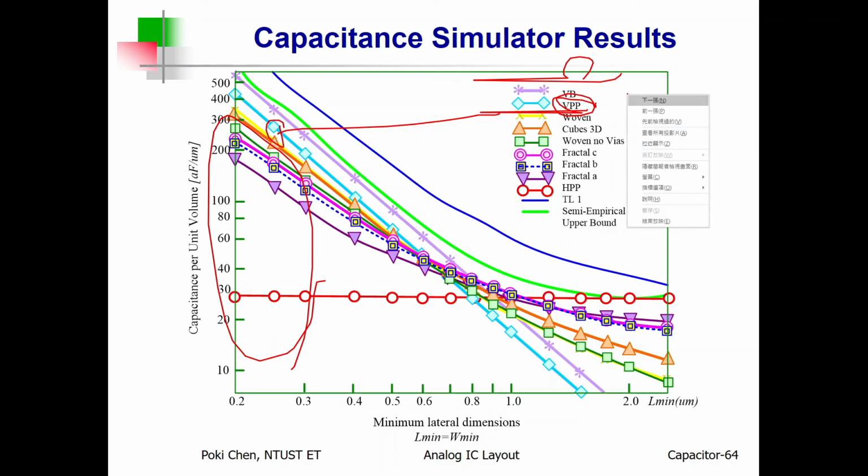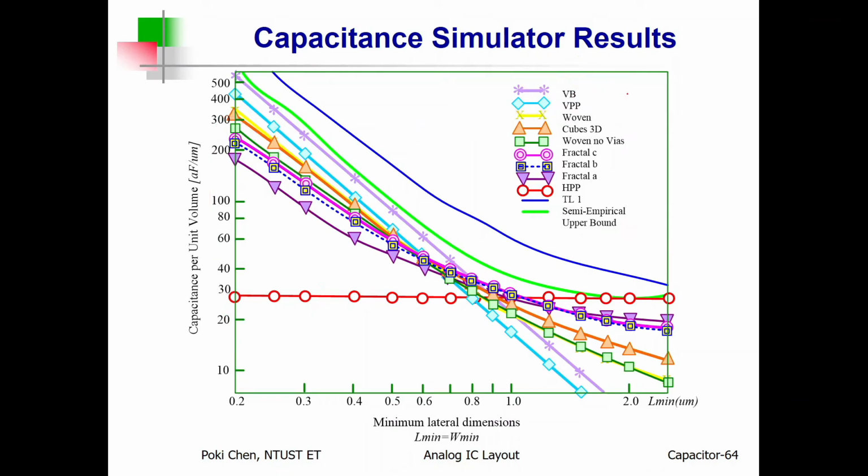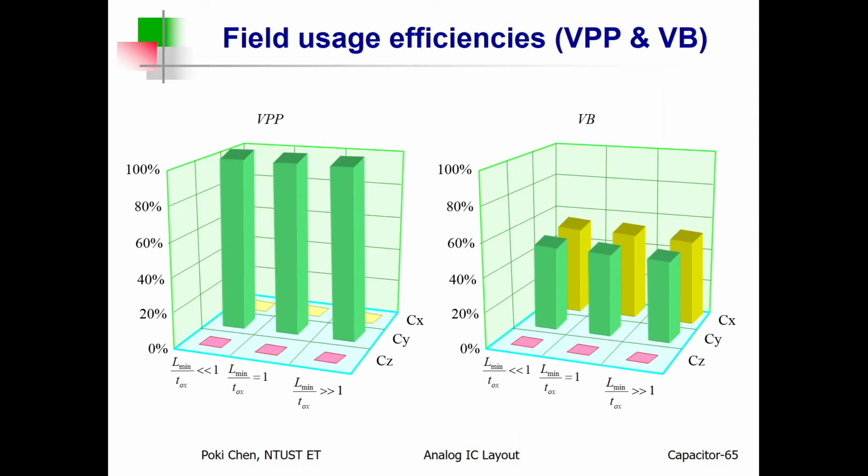In practice, I told you already, you need to sacrifice the top and the bottom plates to collect all the vertical bars. So usually, the vertical bar is worse than vertical parallel plate. Okay? So there is a big difference between the practice and the theory. The practical condition is much different from the ideal condition.